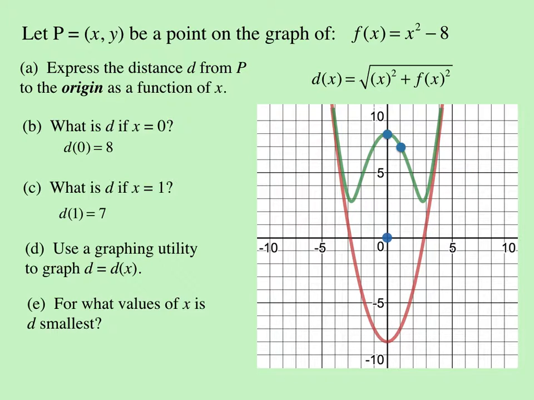And then it says, for what values of x is d the smallest? Well, those are those relative minimum values. We could use calculus, and that's your next course after pre-calculus, to figure that out. But for now, the graphing utility will help us see that d is smallest at x equals plus or minus 2.739. So that was one of our application examples.